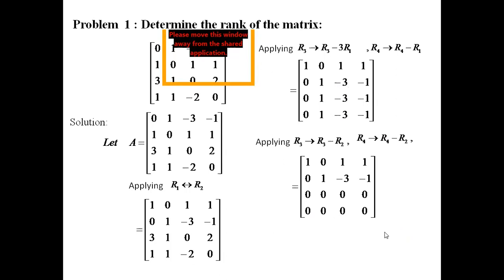Now it is reduced to echelon form because all the elements below the diagonal are 0. All are 0 below this. So this form of a matrix is called echelon form. No need of mentioning anything further. What is done here is echelon form.